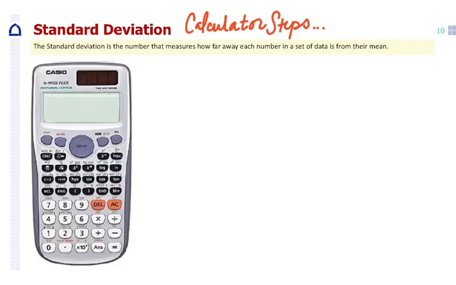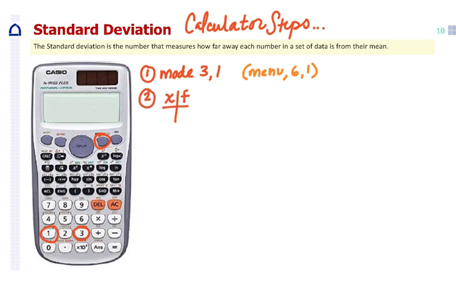So here are the calculator steps to find the standard deviation. Similar to what we learned in measures of center in the last lesson, you always have to start out by entering your data. To enter the data, the first buttons you will press are mode 3, 1. If you have the white calculator, it will be menu 6, 1. Then you should see a table come up which has an X column and a frequency column. You should enter your data and press AC to save it.